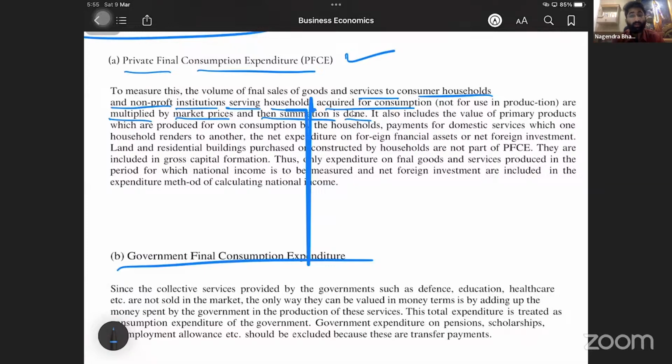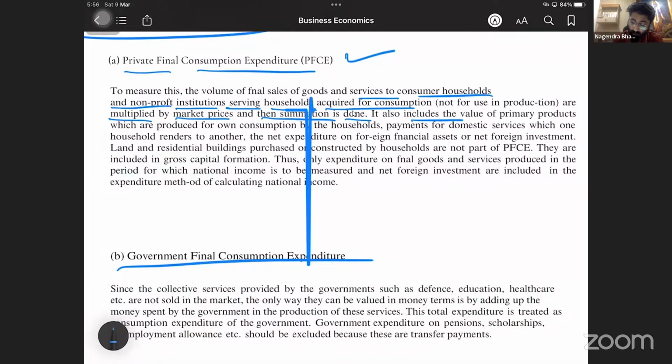So what has happened here? All the final consumer goods which are purchased. See, plastic is not a final consumer good, but a plastic bottle is a final consumer good. So all final consumer goods which are purchased are multiplied by the market price per good. Once we multiply, we will get the final expenditure. Summation of all the quantities of all types of products produced in India. If you do the summation, you will get the final expenditure.